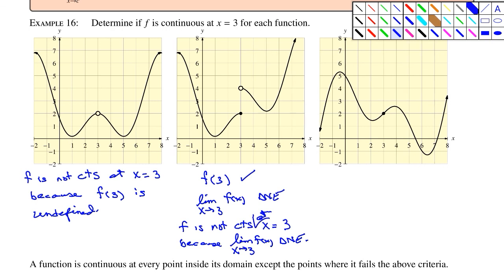And that's it. Now another way to think about limits is when you see a big gap between your two functions, then that's how you know that the limit doesn't exist. Finally, let's look at the graph on the right. So we want to check to see if it's continuous at x equals 3. So let's check for f of 3. And yes, there's a solid dot.